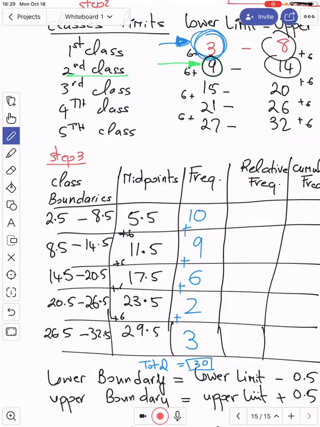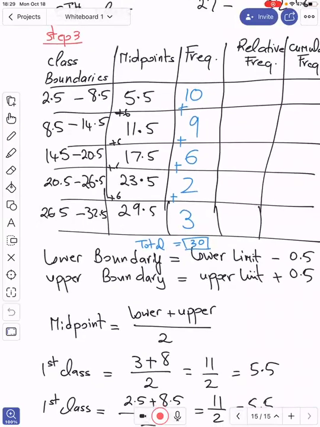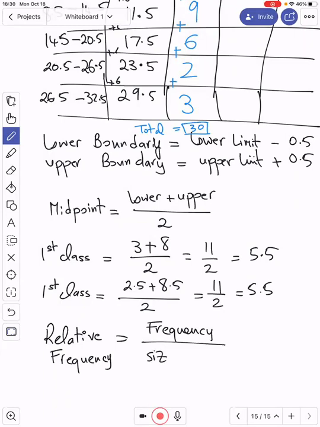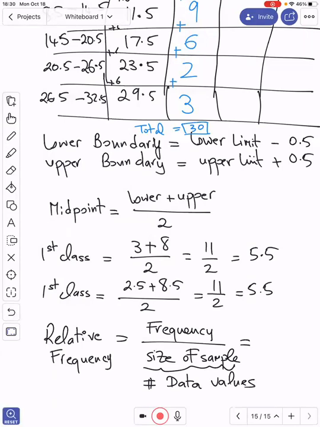Now for relative frequency. Just to remind you the formula: relative frequency is equal to the frequency over the size of the sample. The size of the sample is just the number of data values. How many numbers do we have? In this example, of course, we have 30 numbers.